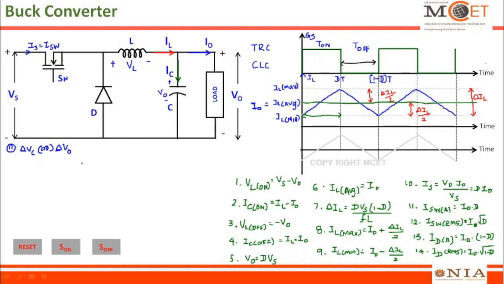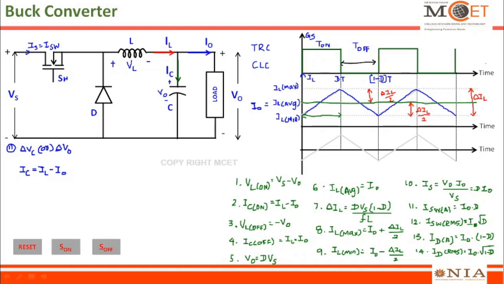In order to calculate the ripple across the capacitor voltage, let me apply Kirchhoff's current law at this node. When I apply Kirchhoff's current law at this node, I can write the expression IC is equal to IL minus I0. So IC is equal to IL minus I0. This IC is needed in order to calculate this delta Vc or delta V0.